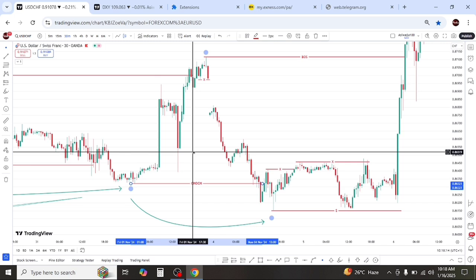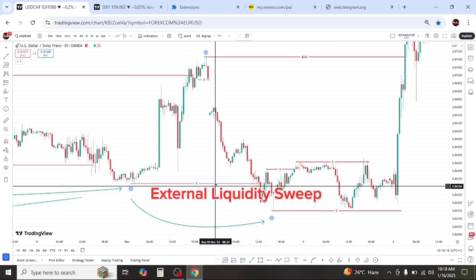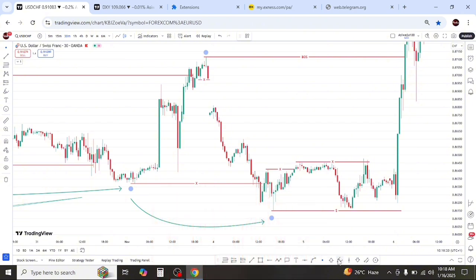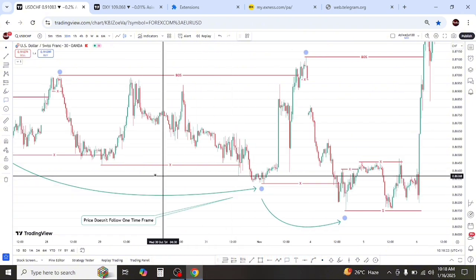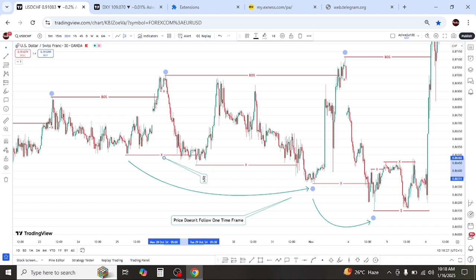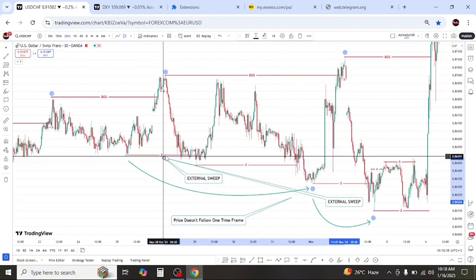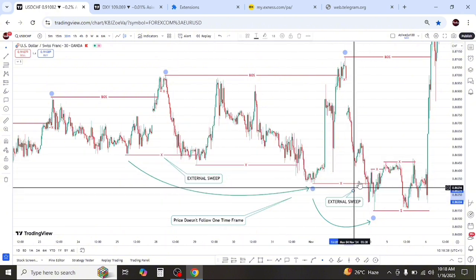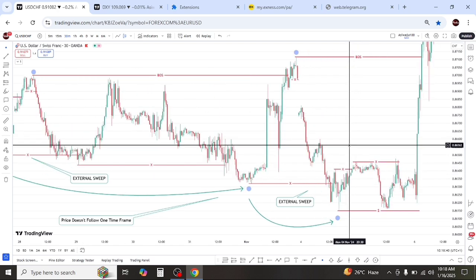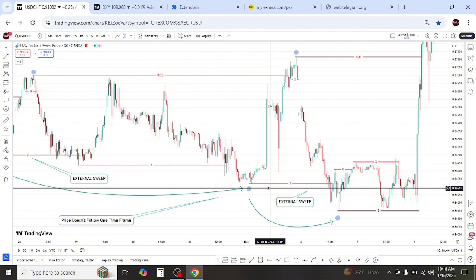So what happened here is what we call external liquidity sweep in the market. It actually happened twice. We have it here, and we also have it here. So we have external liquidity grab here, and we also have external liquidity grab at this point.